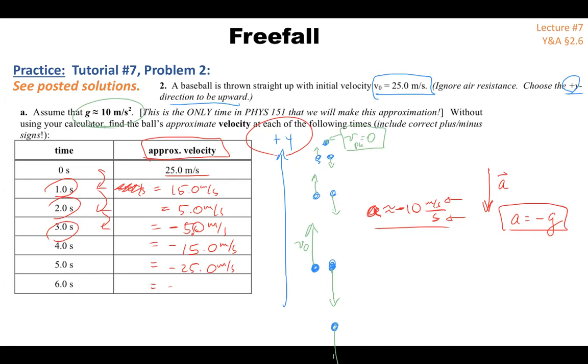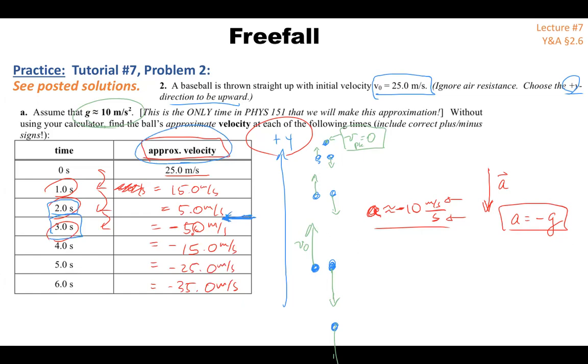So if I were to ask you, just looking at this chart of numbers right here, approximately what time does this baseball reach the peak of its arc? You can see that the peak should be when the velocity was equal to 0. This is a table of velocities. It looks like that would have happened right around here, halfway between 2 seconds and 3 seconds, right?